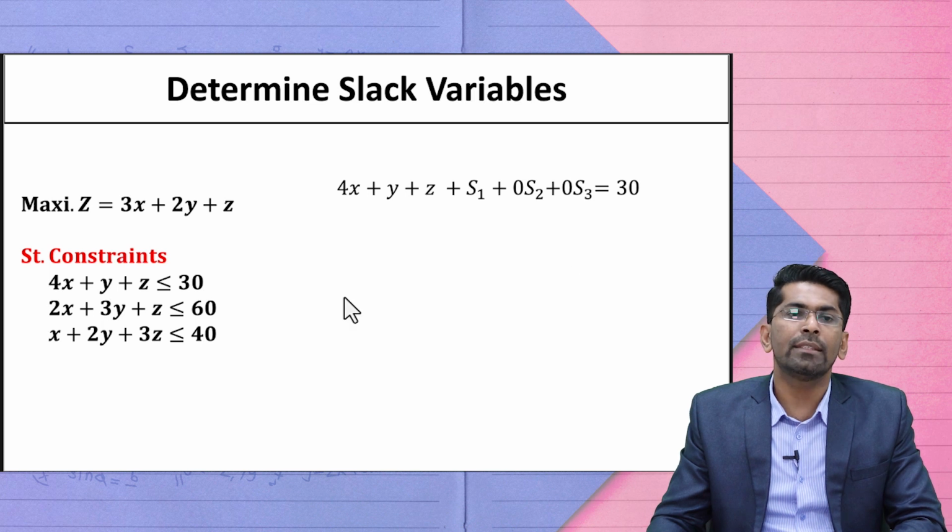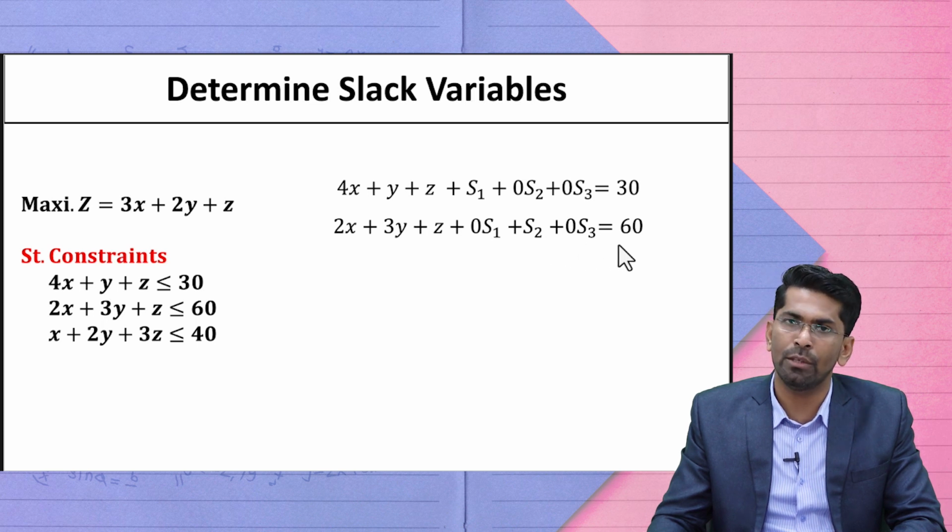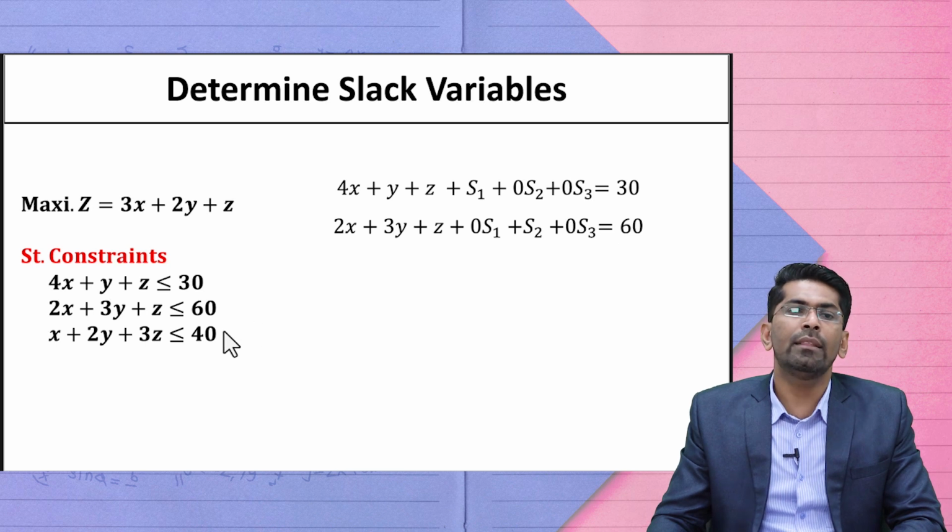Similarly, we can consider the second constraint, that is 2x plus 3y plus z, which is less than or equal to 60. Now I am writing the same by adding the slack variables and putting 0 for S1 and S3 and coefficient 1 for S2 also. So it will become 2x plus 3y plus z plus 0 S1 plus S2 plus 0 S3, which is equal to 60.